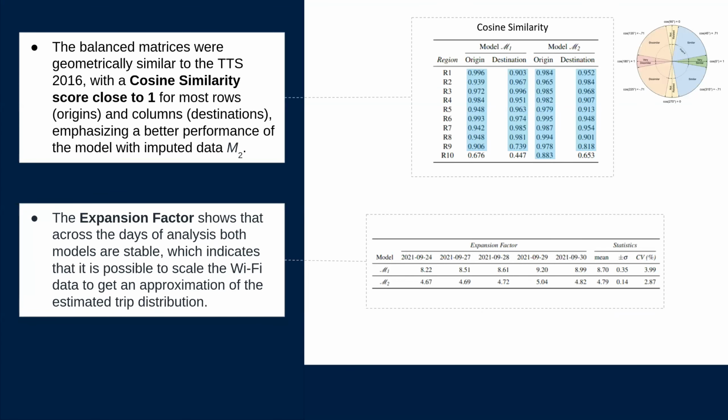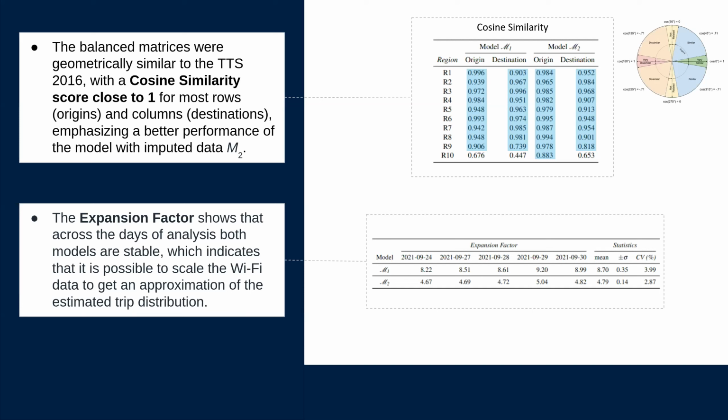To check the geometric similarity of the matrices, we calculated the cosine similarity, which measures the similarity between 2 vectors of an inner product space. In our case, as the values are positive, the cosine similarity will vary between 0 and 1, and the closer to 1, the more similar the vectors are.